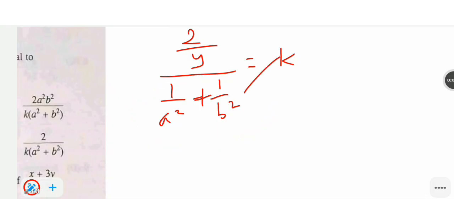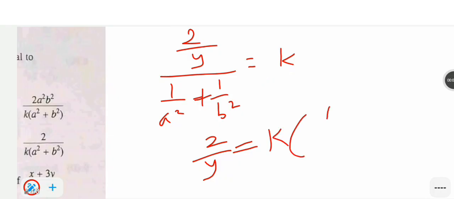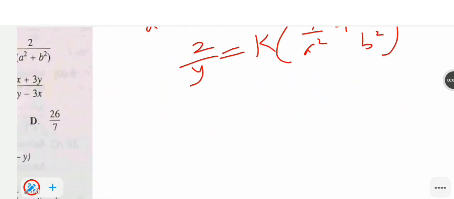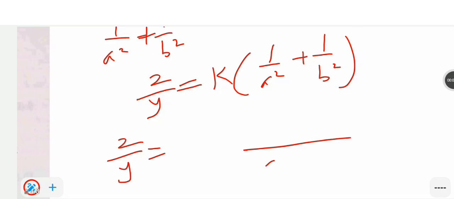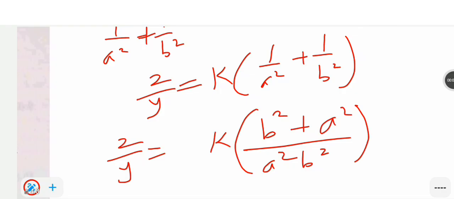Start like this. Let's turn this one to a normal fraction. So let's cross multiply first. So you can have 2 over y is equal to, of course, multiplying like this. This is k over 1, don't forget. So if you cross multiply, it's going to be k times everything here. So you have k into 1 over a squared plus 1 over b squared. So just leave this one the way it is. So let's simplify this here. The LCM here is a squared b squared. So this will give you b squared plus a squared. So k will be here. So this is what you have.